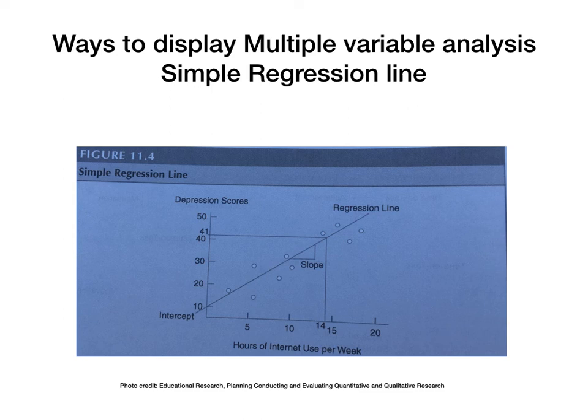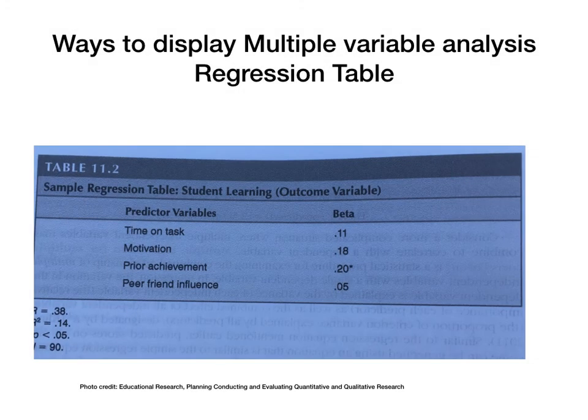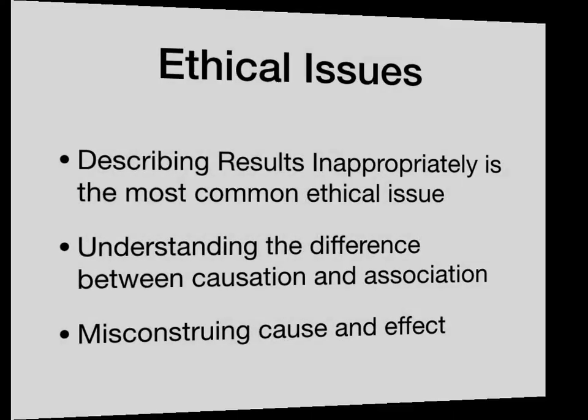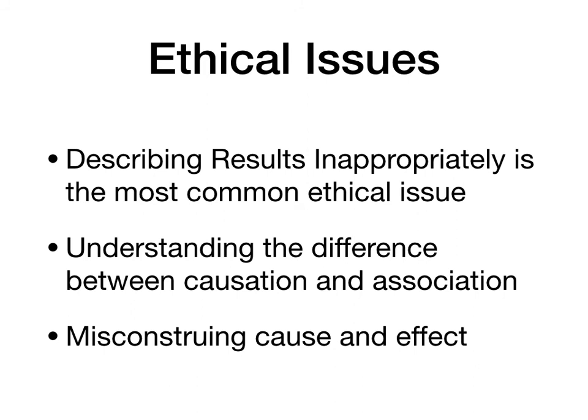A regression line is the line that comes closest to all of the points on the plot. A regression table shows the overall amount of variance explained in an independent variable by all of the dependent variables. The most common ethical issue is inappropriately reporting results due to a lack of understanding between causation and association.